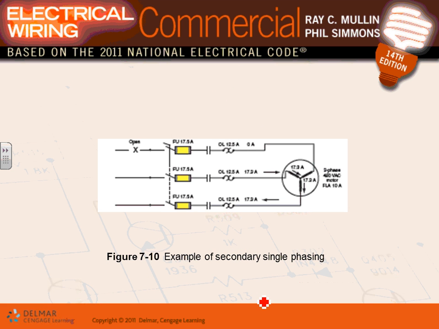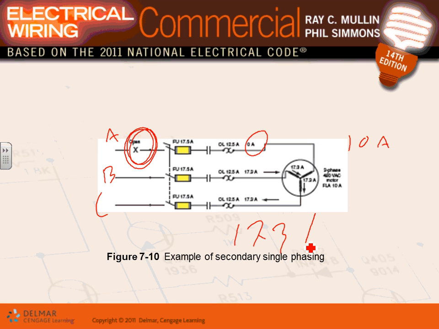Here's what happened, guys. Look at this. This is a picture where I have an open phase, phase A. I lost phase A, B, and C, for whatever reason: utility or contactor or fuse or whatnot. In a case like this, this conductor is carrying 0 amps. The motor was supposed to draw 10 amps. The other conductors, guys, will be carrying 173%.